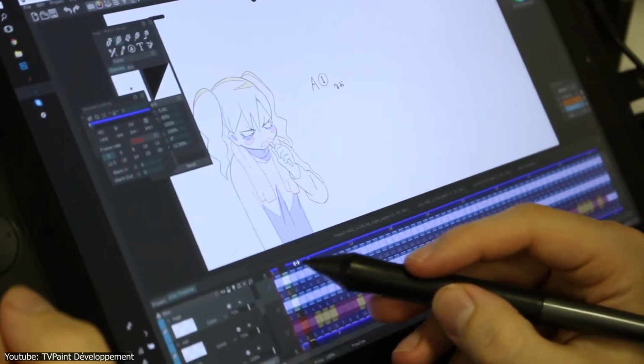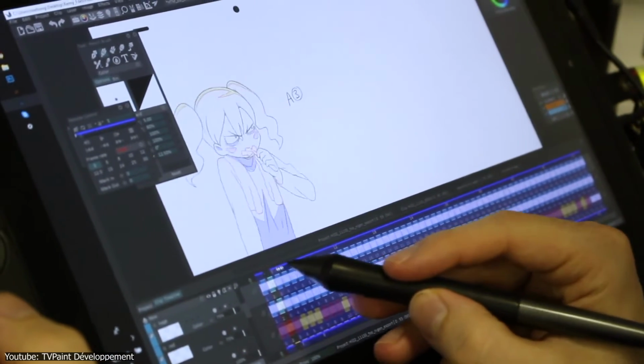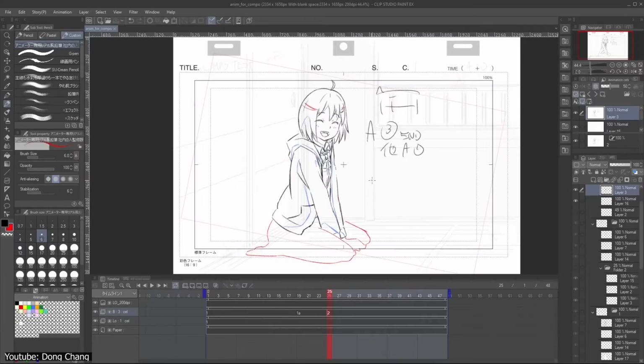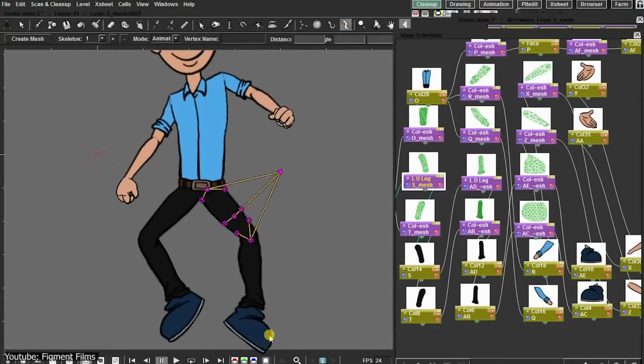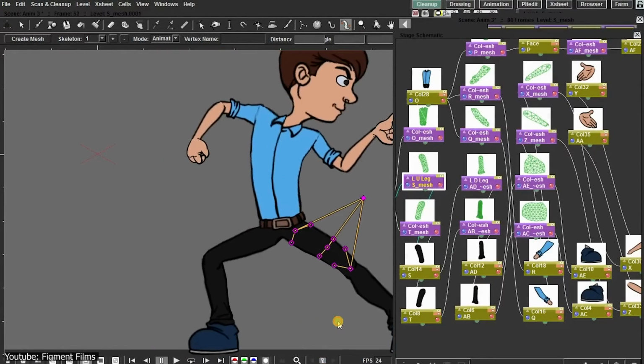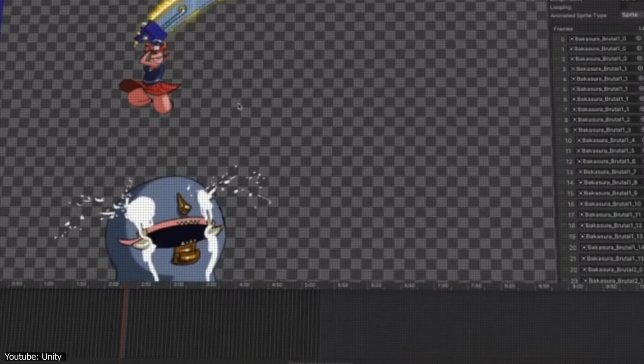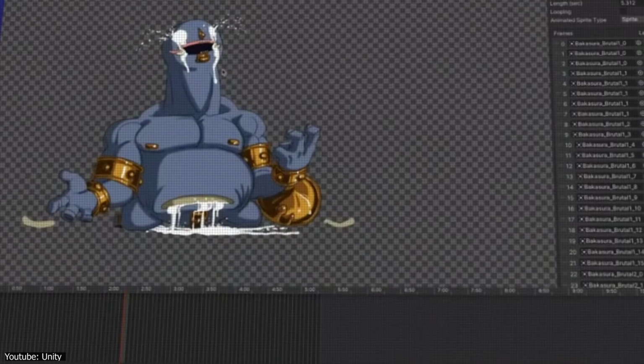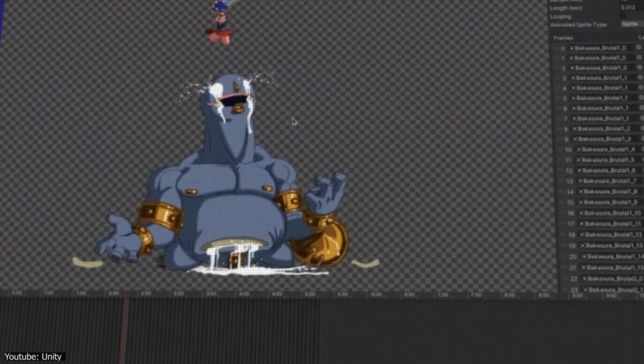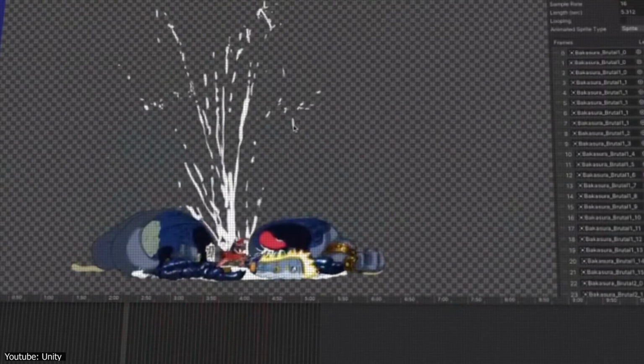TV Paint is yet another household name when it comes to frame-by-frame animations, as well as Clip Studio Paint. OpenToonz is also a great 2D rigging software. There are so many options. Some even use their favorite drawing software and then use the rigging functionalities elsewhere, like the game engine Unity, and then they use 2D animation packages that contain rigging tools and go from there.